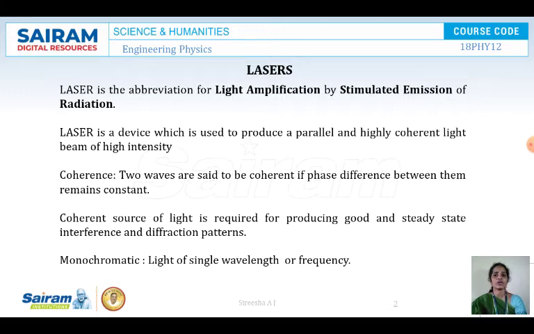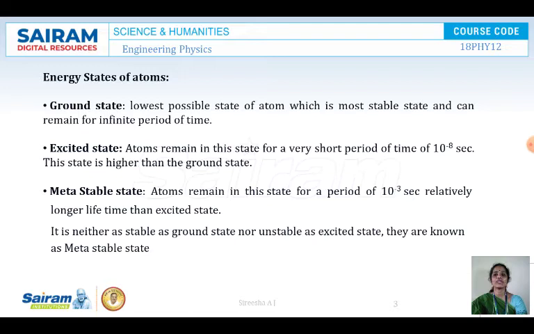So we have seen what a laser is, what the characteristics of laser light are, and we have defined what is meant by a coherent source. Next we see the energy states of an atom. In an atom there are three energy states: the ground state, the excited state, and the metastable state.